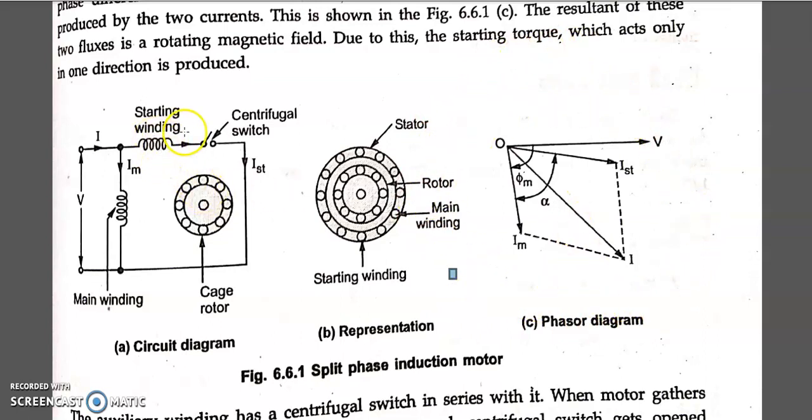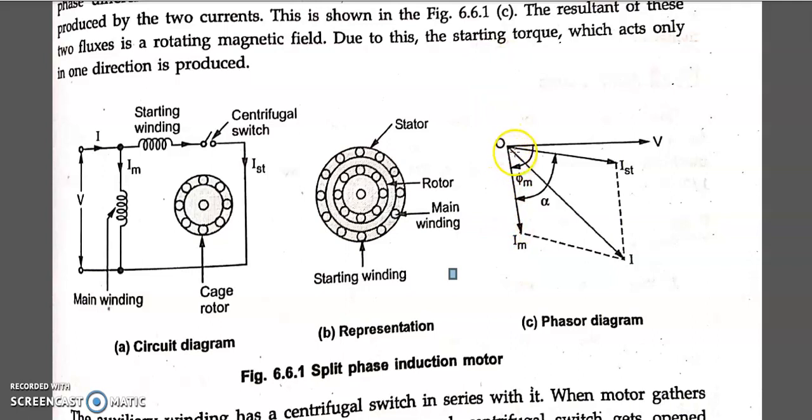Just see, if the starting winding is not there, IST would be 0. Then this I would overlap on IM itself. I is the resultant due to IST and IM. Since IST is 0, I would overlap IM, and IM and I would be the same phasor. Again, this would be pulsating up and down like this. We don't say this is a rotating field. This is a pulsating one, up and down.